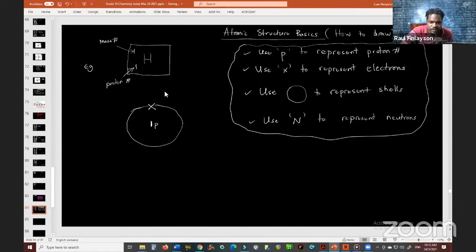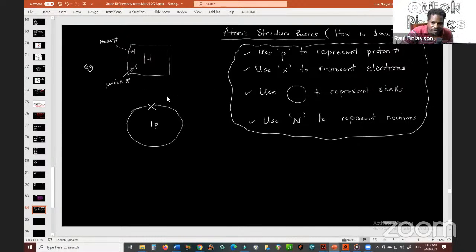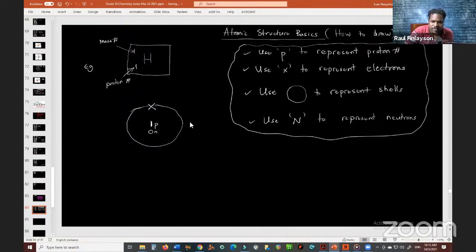Everybody getting this? Yes, sir. So we do this for all the elements and say what it's supposed to look like. Hydrogen is the first one, and we just write 1p for proton. We could even go as far as to write 0n, because there are no neutrons. That's how we do it.